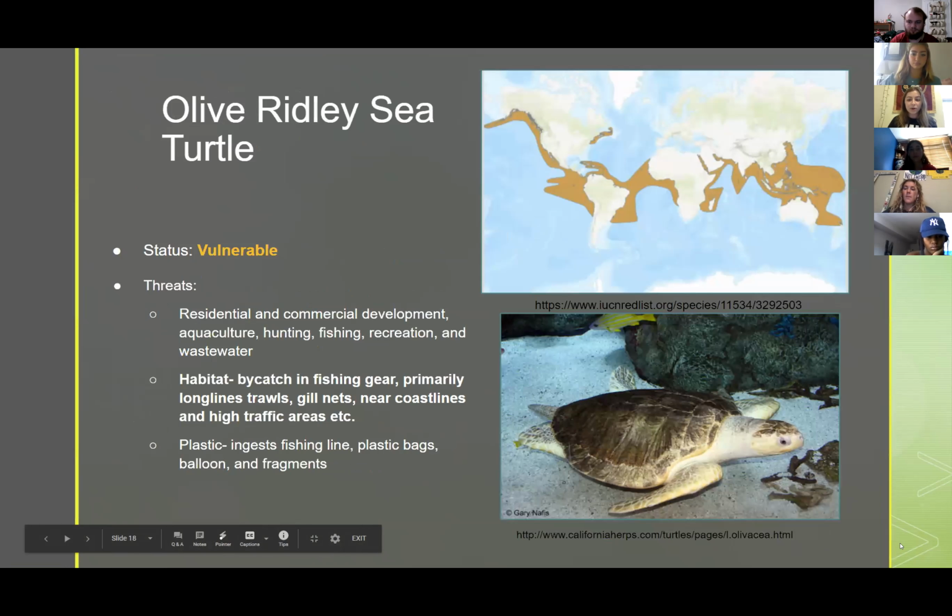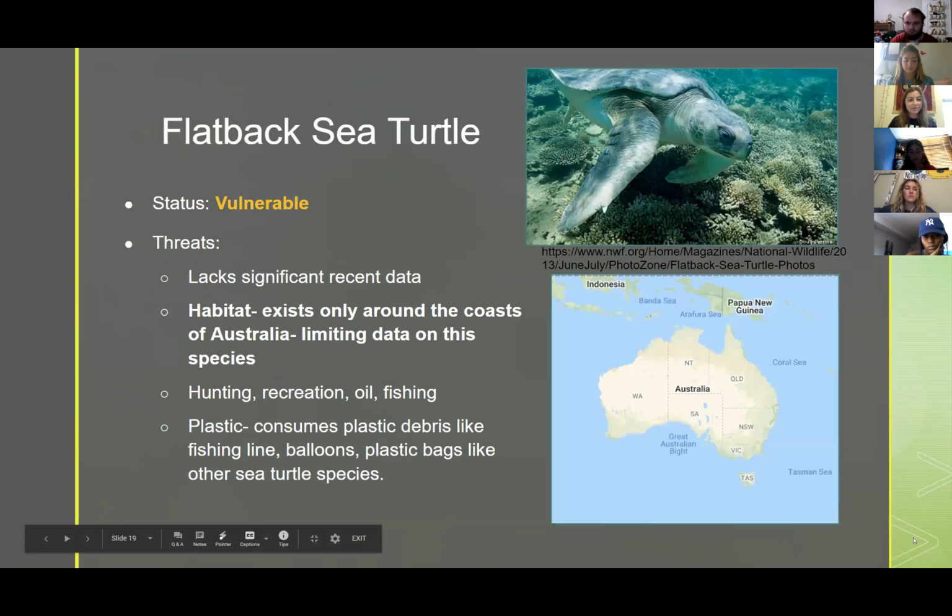The olive ridley sea turtle is not found around Florida, but it does stay relatively close to coastlines. Its current status is listed as vulnerable because of its coastal environment. So it's vulnerable to being caught as bycatch as well as plastic ingestion. Human interaction also poses a risk for this turtle species. Next slide, please. Finally, our last sea turtle species is the flatback sea turtle.